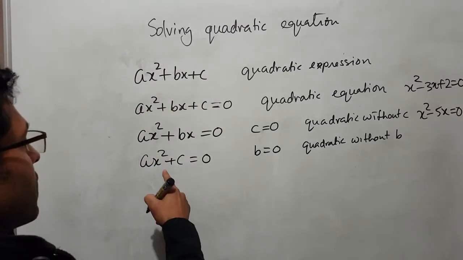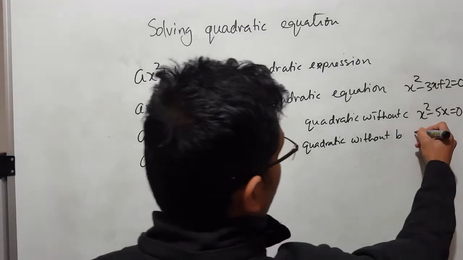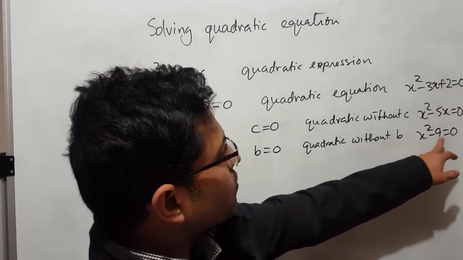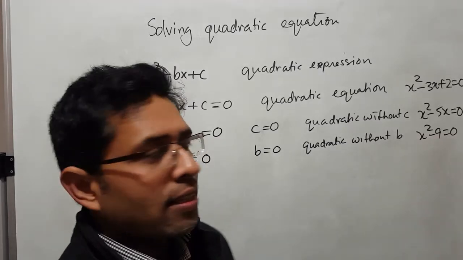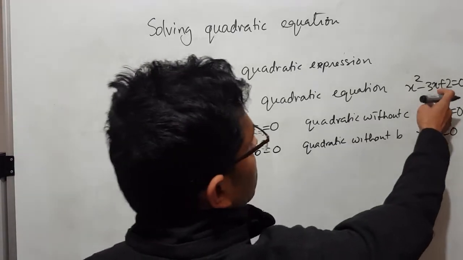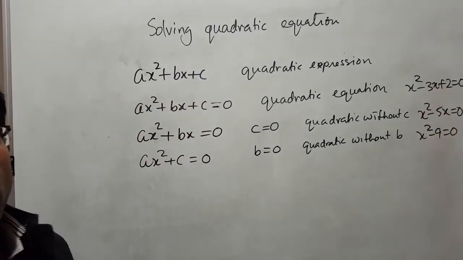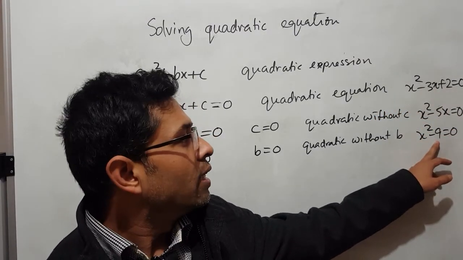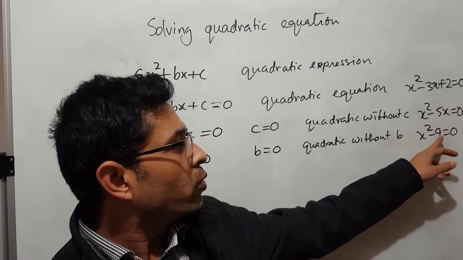How about the quadratic with a constant but no b? It could be x squared minus 9 equal to 0. You see, we have a, we have c, but we have no b. There is no x term in there. So we always see these three different types of quadratic: the quadratic trinomial and the quadratic binomials, either without b or without c.